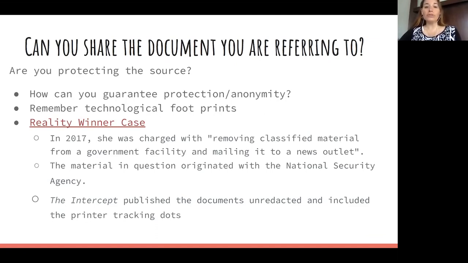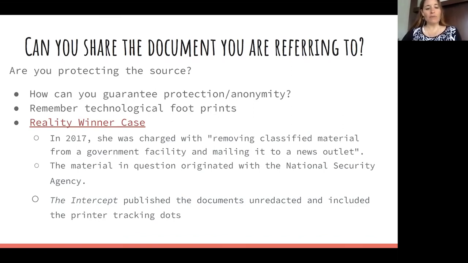And remember, when you're dealing with anonymous sources, I never encourage journalists to say, I will guarantee no one finds out who you are. I think that's really dangerous because you really can't. You can tell them how you're going to work to protect their identity, but giving a guarantee always makes me really nervous. So something else to think about is technological footprints.